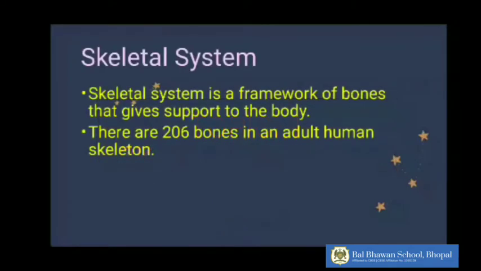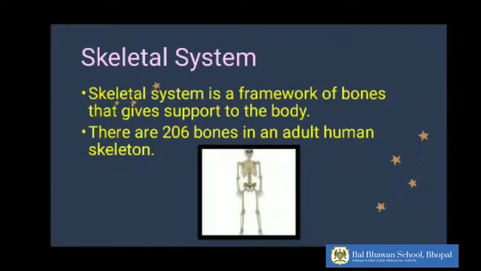Yes, you know this very well, that the skeletal system is an organ system that forms the framework of bones and gives support to our body. There are 206 bones in the adult human skeleton. This skeletal system is very important as it provides support and shape to our body. In smaller children, there are more bones as compared to adults.